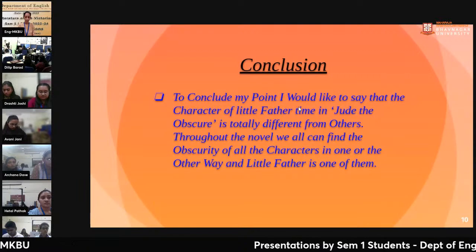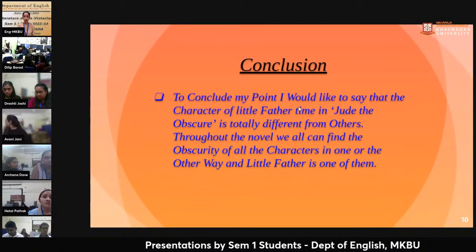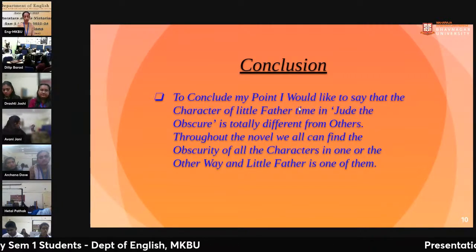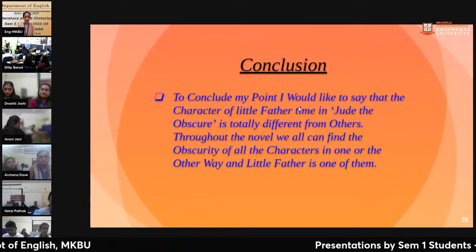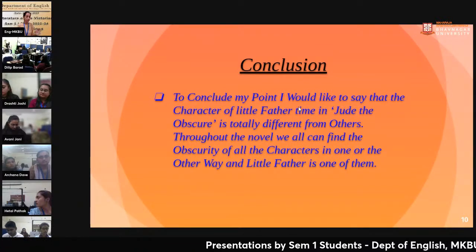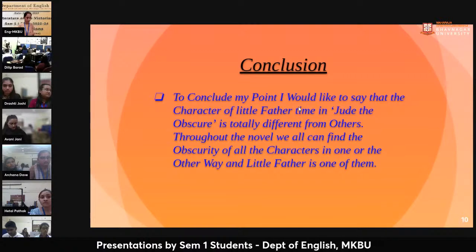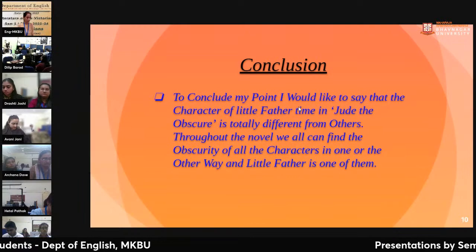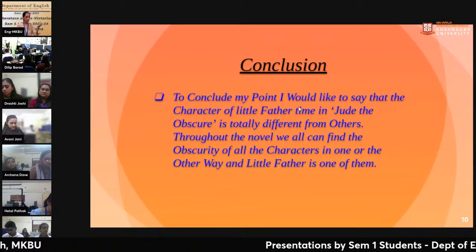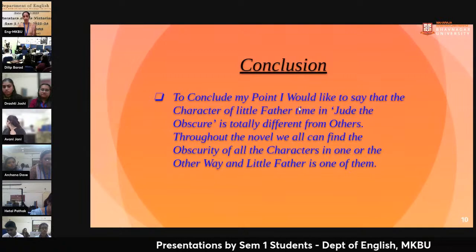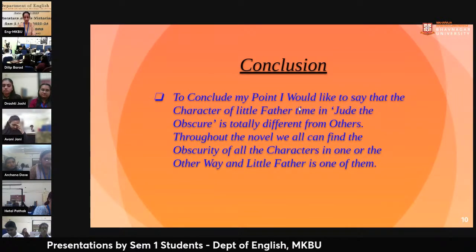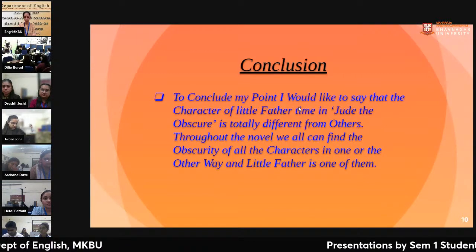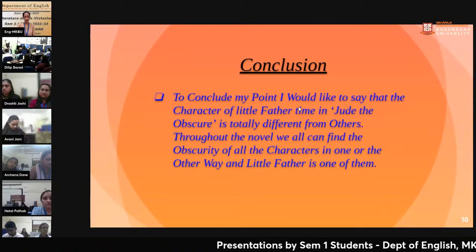Conclusion. To conclude my point, I would like to say that the character of Little Father in Jude the Obscure is totally different from other characters. Throughout the novel, we can find the obscurity of all the characters in one way or another. But I personally believe that the most obscure character in the novel is Little Father, who hanged himself because he thought that he and the other children were a burden to their parents. So Hardy portrayed his character in this way, and that is why he is one of the most obscure characters in the novel.